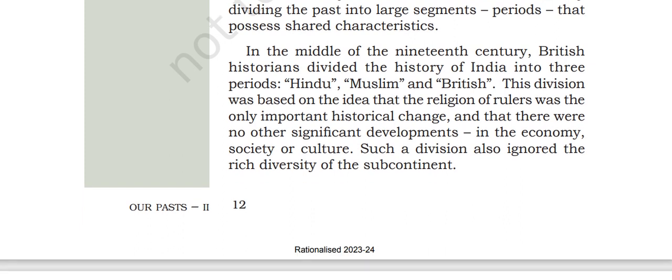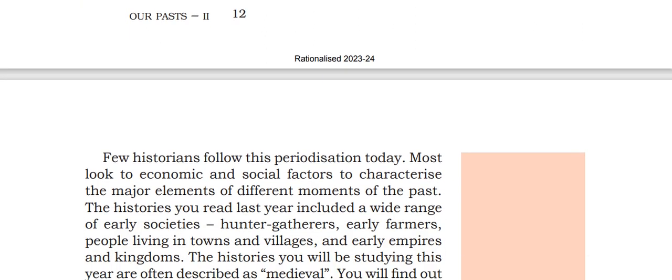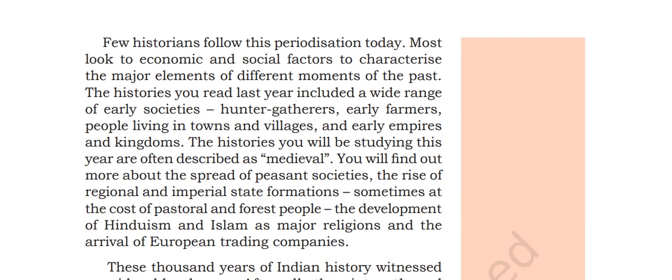This division was based on the idea that the religion of the ruler was the only important historical change, and that there were no other significant developments in the economy, society, or culture. Such a division also ignored the rich diversity of the subcontinent. Few historians follow this periodization, and today most look to economic and social factors to characterize the major elements of the different moments of the past.